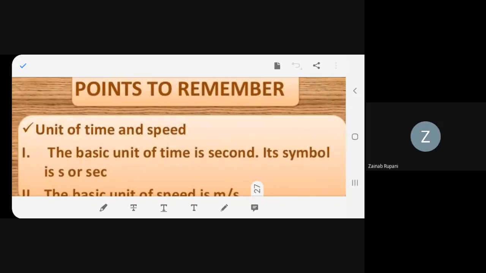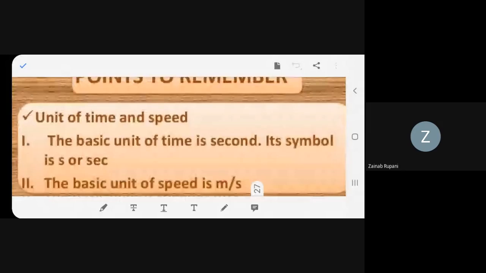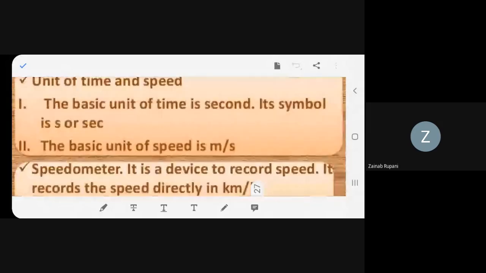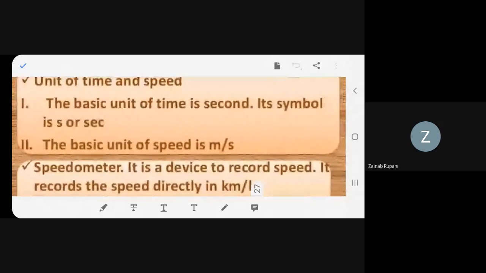Points to remember. Unit of time and speed. The basic unit of time is second. Its symbol is s or sec. The basic unit of speed is m/s, meter per second. Hello, Zainab, how do you have to read it, beta? Meter per second. Okay? Now stop for a while.